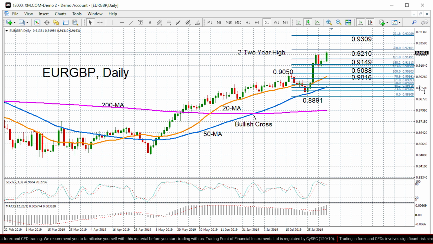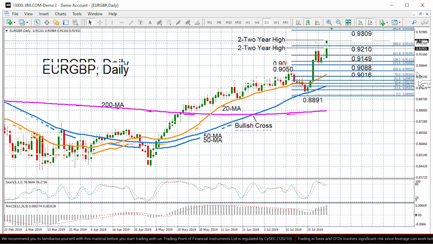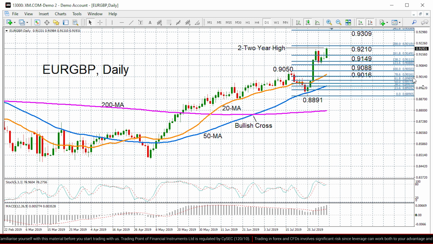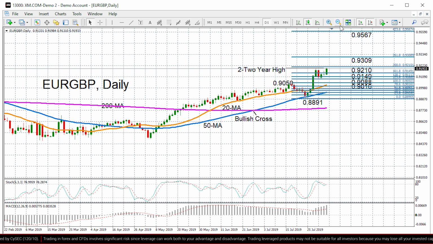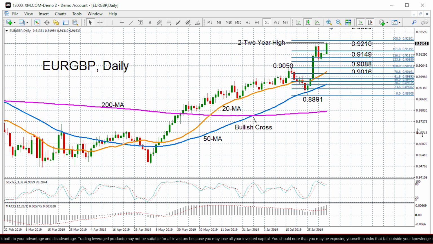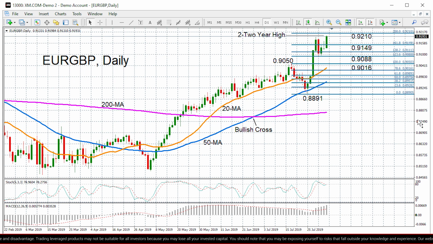Clearing that important resistance there, we could see euro pound then making an attempt for the 0.93 handle. Just above that level, we've got the 261.8% Fibonacci. And then finally, the next big test for euro pound would be the 0.95667 level, the 423.6% Fibonacci extension.